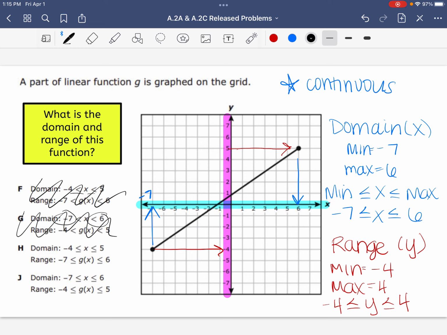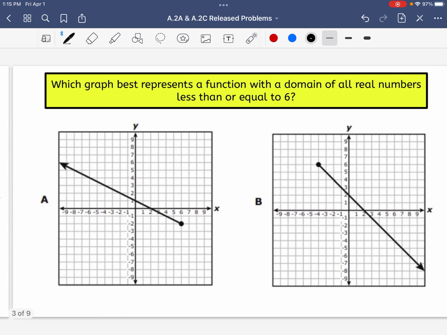For H, domain is -4. Well, my domain's minimum here was -7, so this is incorrect. Which leaves us with J, which is our correct answer. And I do want to take a moment to point out that this g of x right here represents the same thing as what an output is, or what your y is. So saying -4 is less than or equal to y, which is less than or equal to 4, is the same thing as saying -4 is less than or equal to g of x, which is less than or equal to 4.